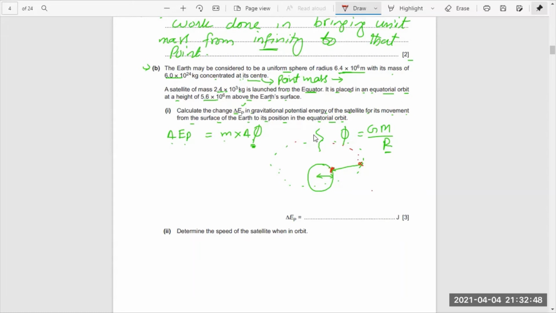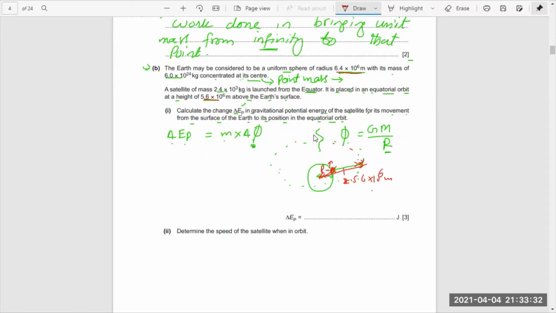So the height above the Earth's surface is given to us as 5.6 into 10 raised to 6 meters. So when it is at the surface of the Earth, it is at the distance of the radius r from the center. So at this point, its potential would be considered from the center, and at this point, its potential will also be considered from the center. So the height from here and the height from here, there would be the change in the potential, and always we take the distance from the center. You know, the radius of the Earth is also given to you.